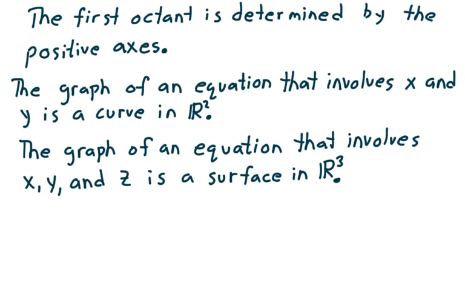The graph of an equation that involves x and y is a curve in R2. The graph of an equation that involves x, y, and z is a surface in R3. So if you're in R2, you have a curve. If you're in R3, you have a surface.